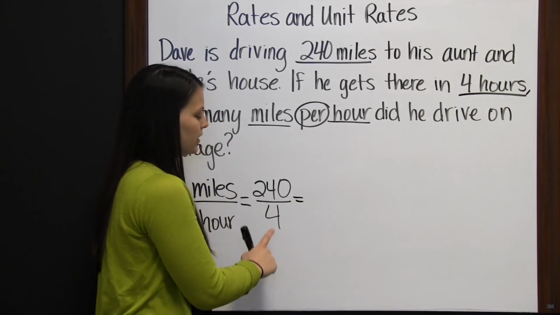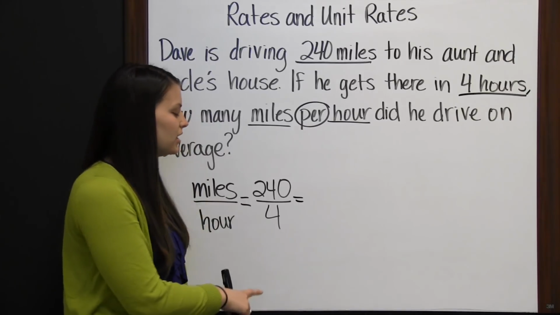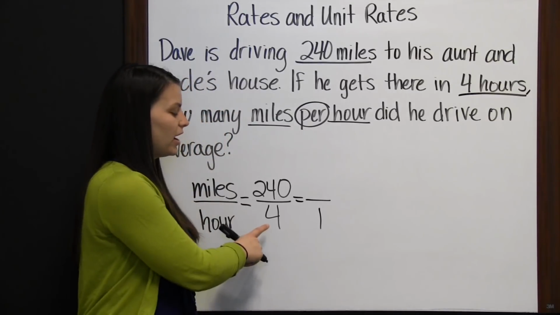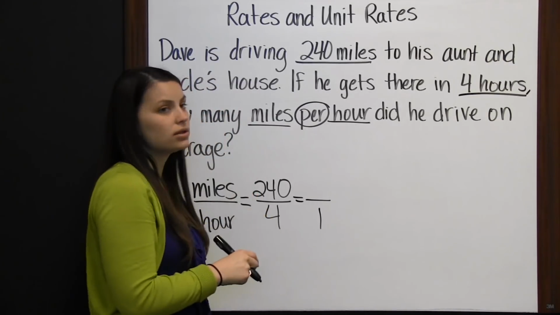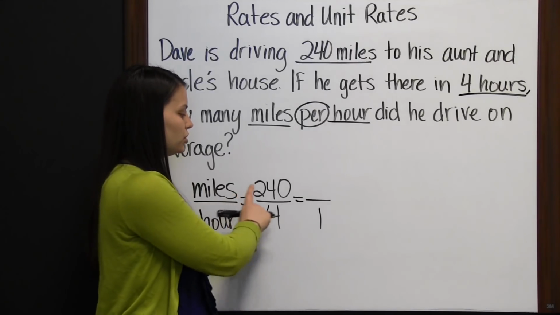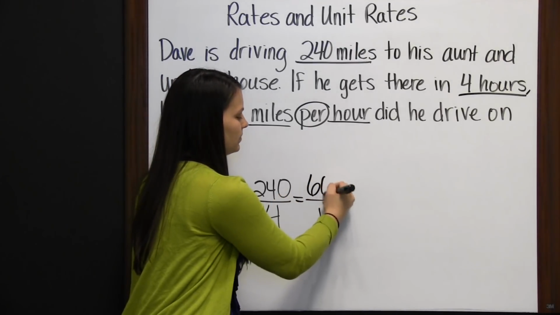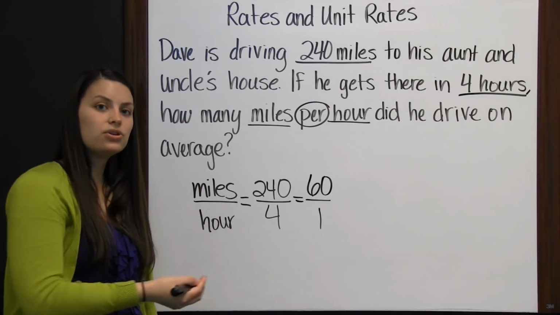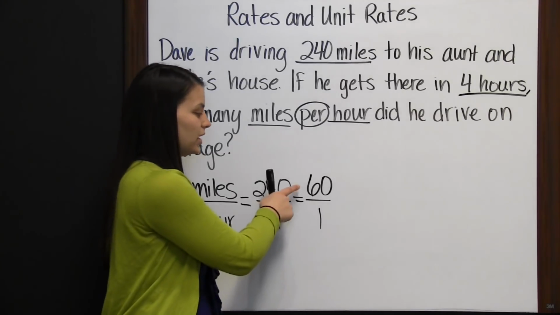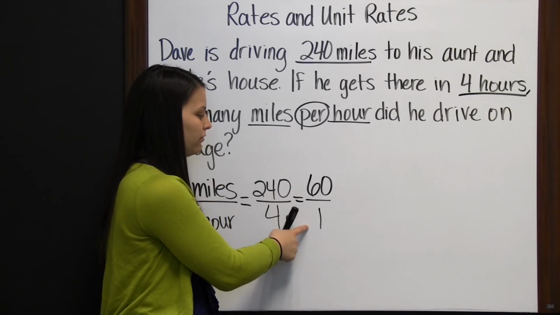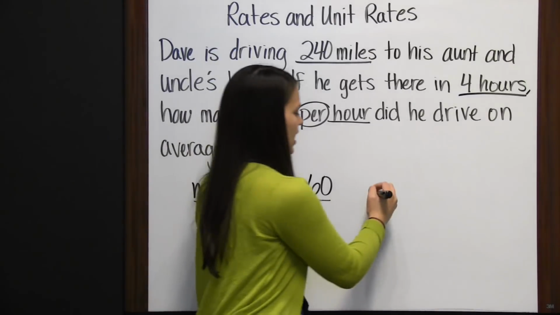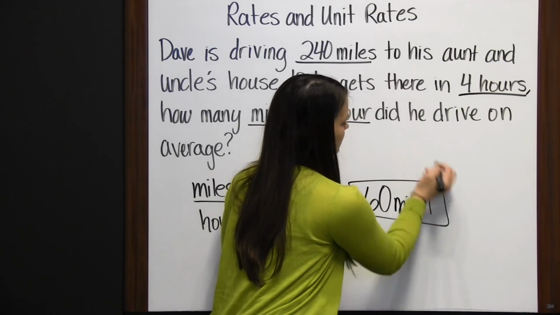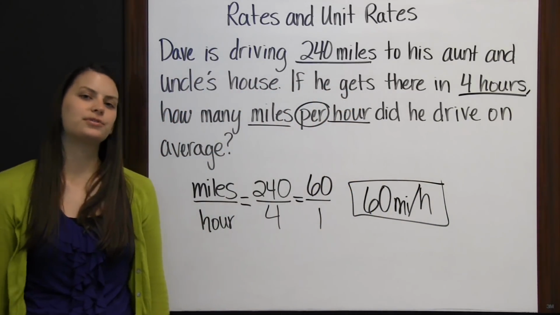So if we want to have a denominator of 1, then we're going to have to divide 4 by 4 to get our 1. And if we divide our denominator by 4, then we must also divide our numerator by 4. 240 divided by 4 is 60. So again, this is miles per hour. So what this unit rate tells us is that on average, he was going 60 miles for every 1 hour. So your answer could be written as 60 miles per hour is how fast Dave was going on average.